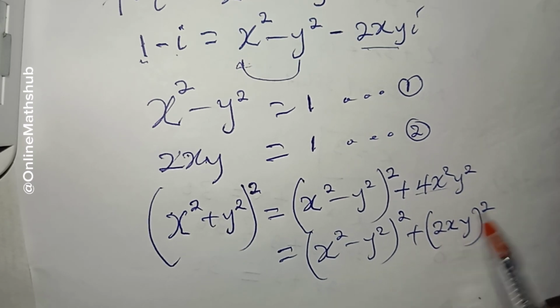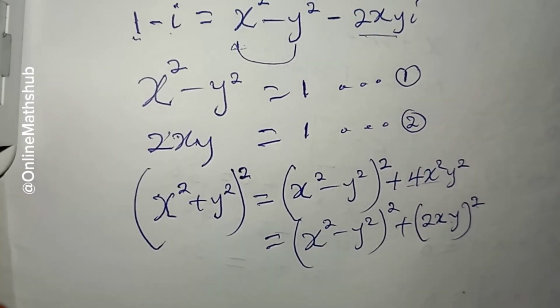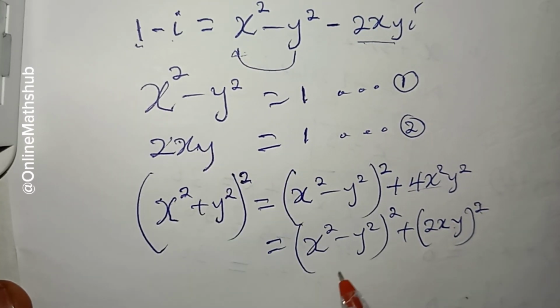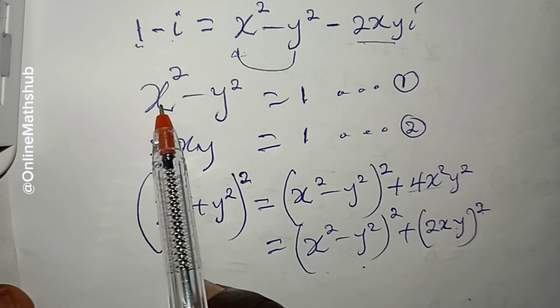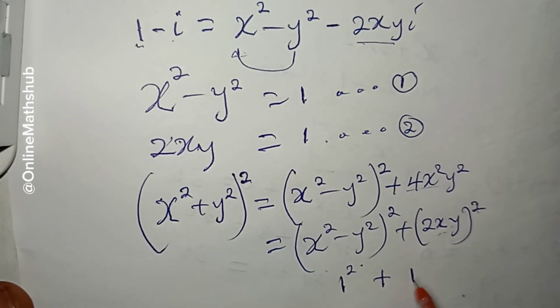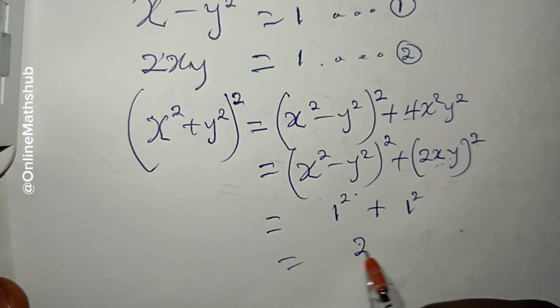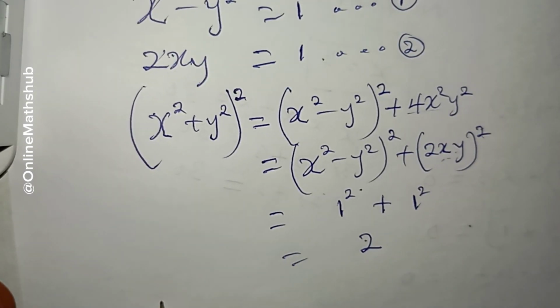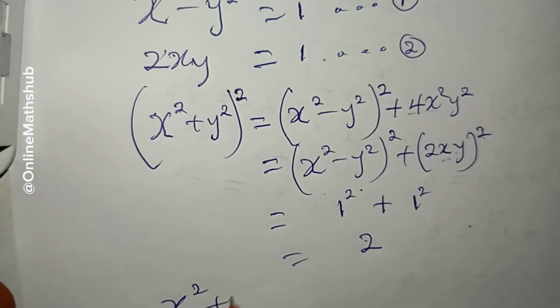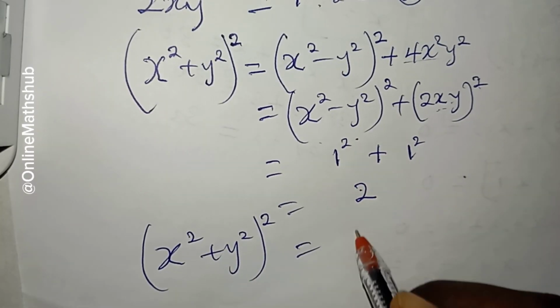When you have 2 squared, that is 4, x squared is this, and y squared is this stuff right here. You can see clearly that this stuff inside the bracket is exactly what we have here. So this is equal to 1 squared, plus this is also the same as what we have here, which is also 1 squared. So 1 plus 1 is equal to 2. And so obviously you see that (x squared plus y squared) all raised to power 2 is equal to 2.